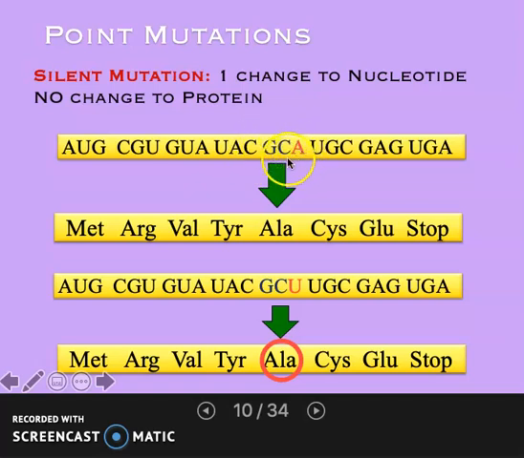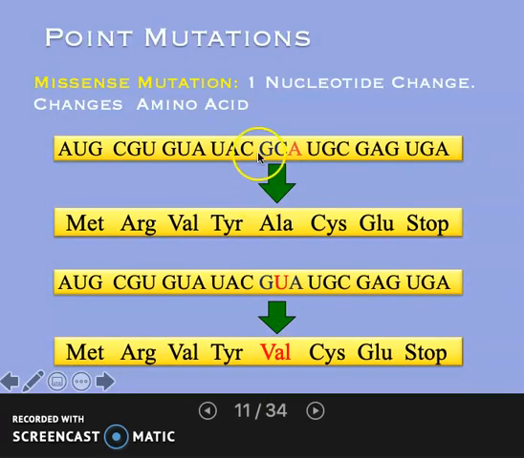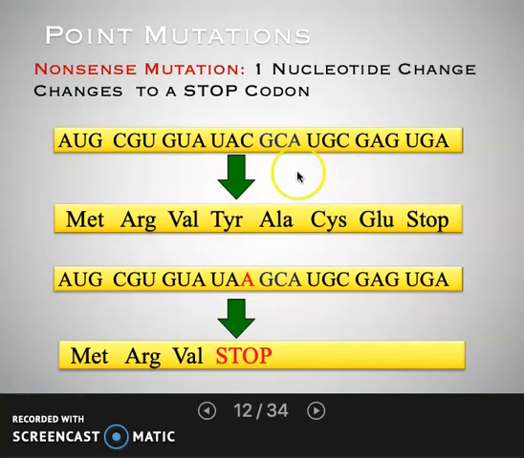I can go from GCA here, which codes for alanine, to GCU, and still have alanine. Silent mutation. I can have a missense mutation, where GCA coding for alanine is changed to GUA, which codes for the amino acid valine, like we saw in that genetic disease, sickle cell anemia. Last but not least, I can have a change like going from UAC to UAA. Instead of coding for tyrosine, I code for a stop codon here, and then nothing else is translated downstream. So those are the point mutations: silent, missense, nonsense.